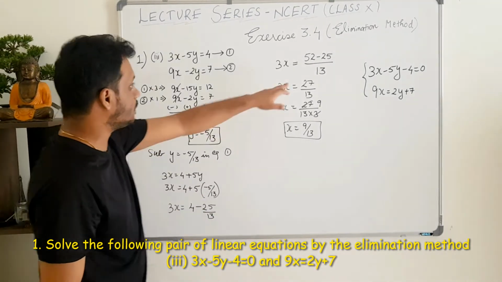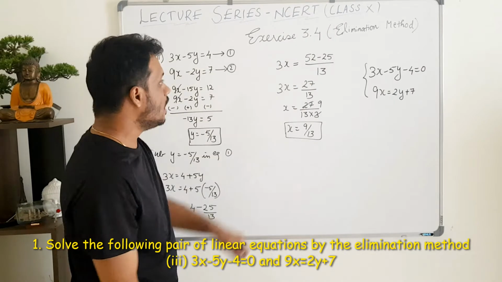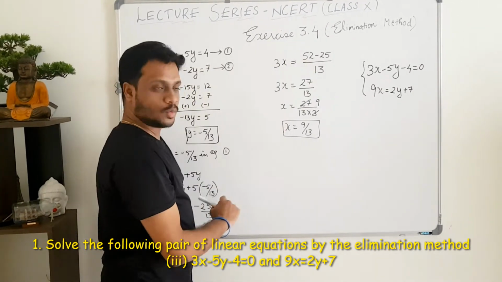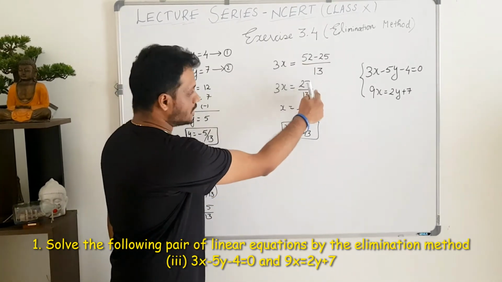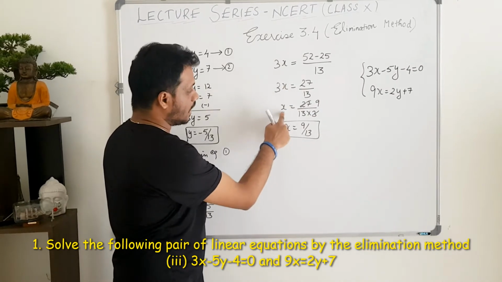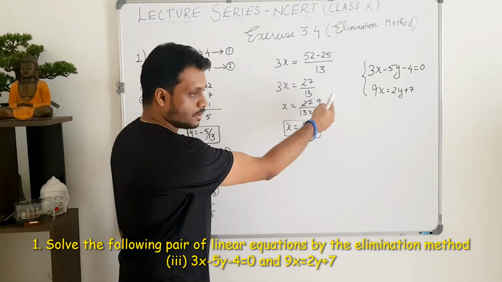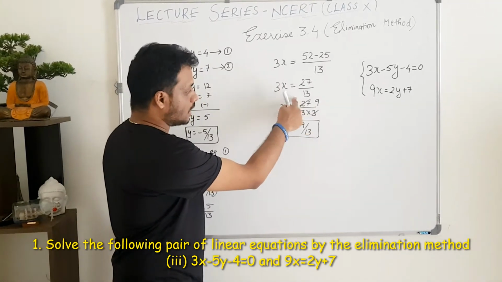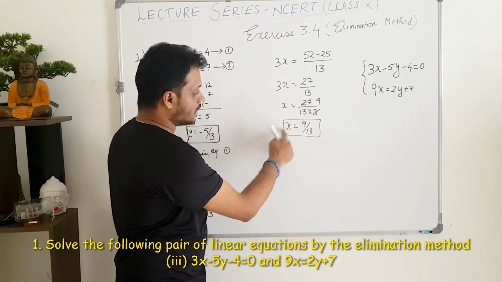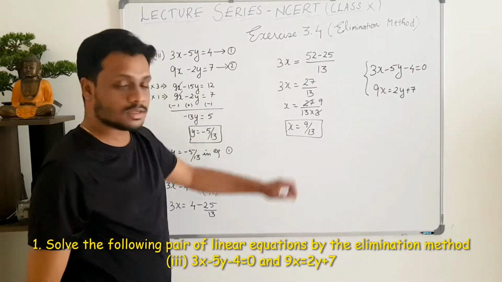Then I take LCM. Once I take LCM, which is 13, I get 3x is equal to 52 minus 25 by 13. So 3x would be 27 by 13. Taking the 3 down, I get x is equal to 27 by 13 into 3, because 3 is multiplying here. When it goes that side, it becomes the division. So 3 and 27 cancels 9 times. So I get x is equal to 9 by 13. So this is the solution.